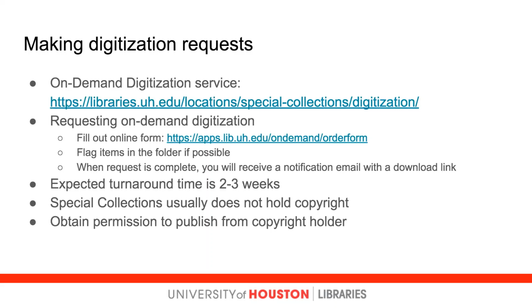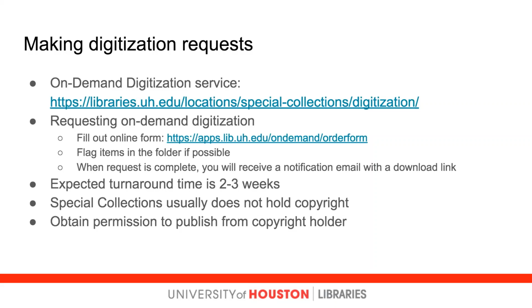And in order to make a digitization request, there's a few steps that you'll need to do. So first, you'll fill out our online form where you basically provide us with some identifying information like the collection name, box number, folder number of the items that you need to have digitized. As I was just talking about, make sure that the items are flagged in the folder if possible. If you're in the reading room flagging the items, you can even fill out the online form while you're in there, and the archivist can help you with that if you have any questions.